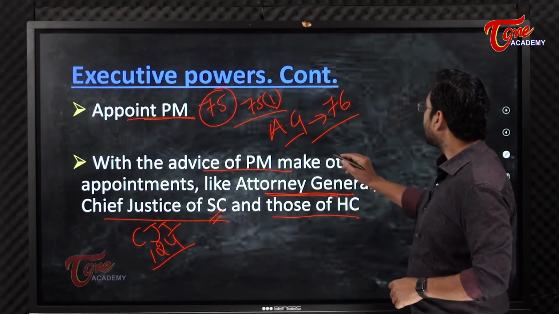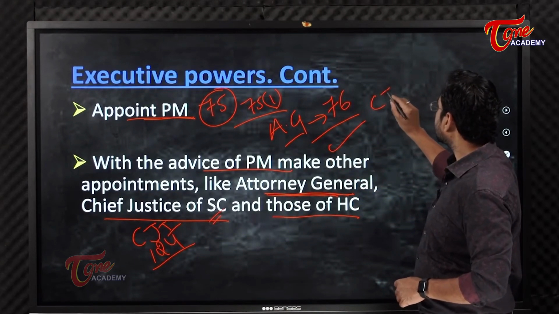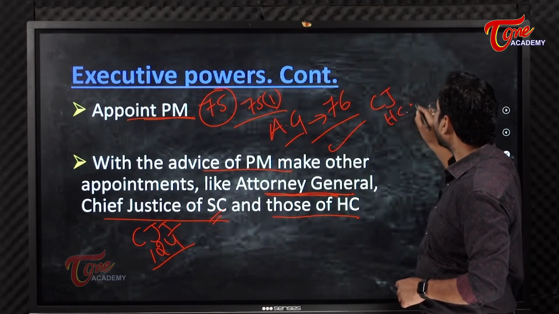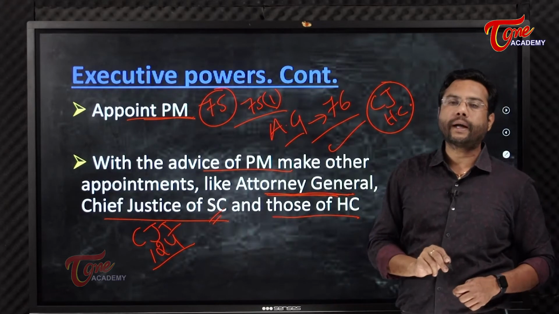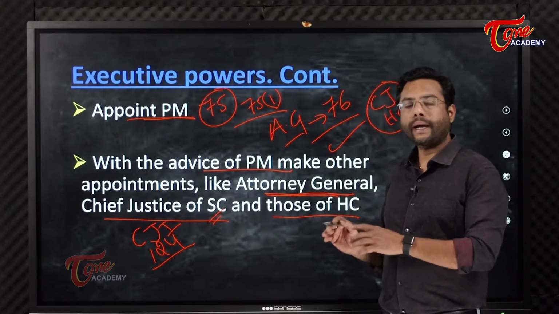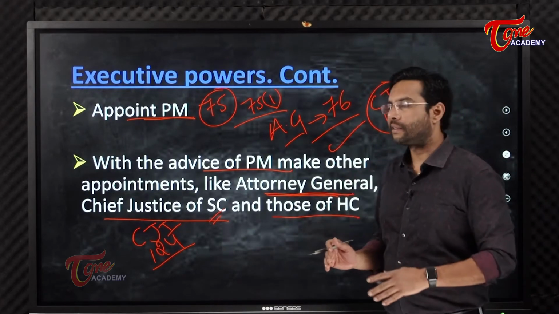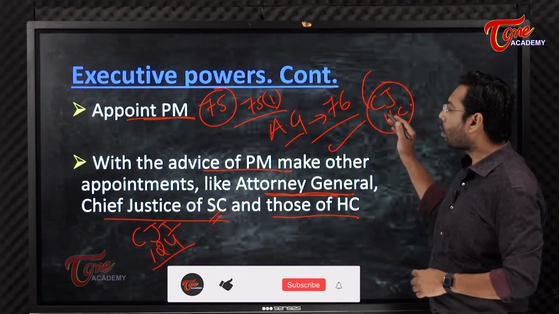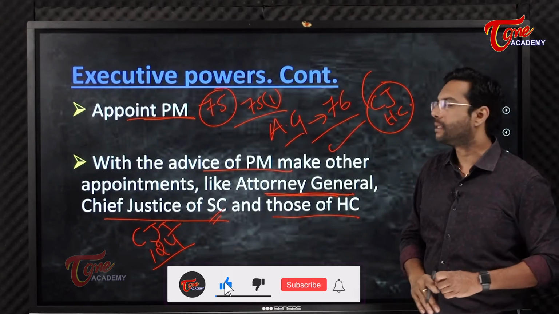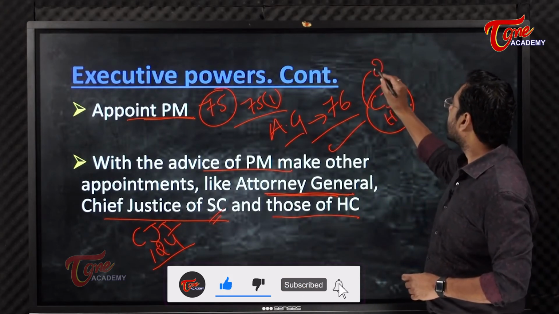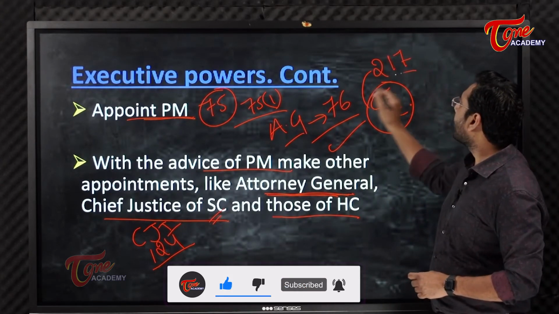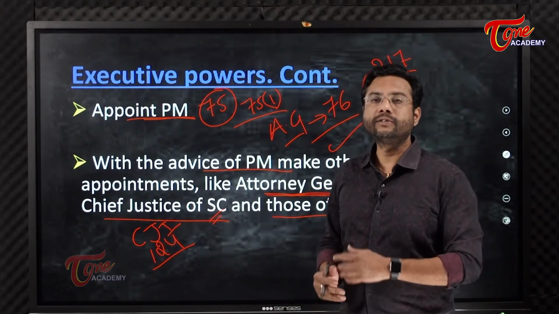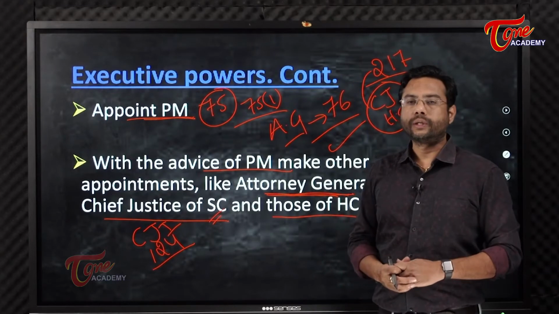Similarly, we have Chief Justices of High Courts and other judges of High Courts. We have High Courts in almost all the states. So the Chief Justice of the High Court and other judges of High Courts are also appointed by the President of India. This is under Article 217. So we have to remember these articles because these are the important dignitaries in the Constitution.